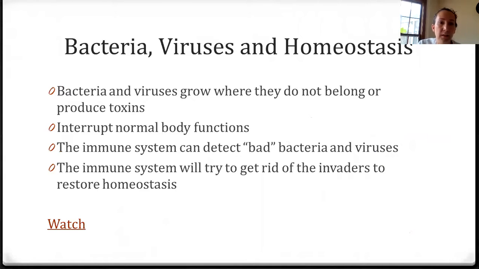All right, bacteria, viruses, and homeostasis. Bacteria and viruses grow where they do not belong or produce toxins. They interrupt normal body functions, like your respiratory system or your digestive system, whatever. The immune system can detect bad bacteria and viruses. The immune system will then try to get rid of invaders and restore homeostasis.